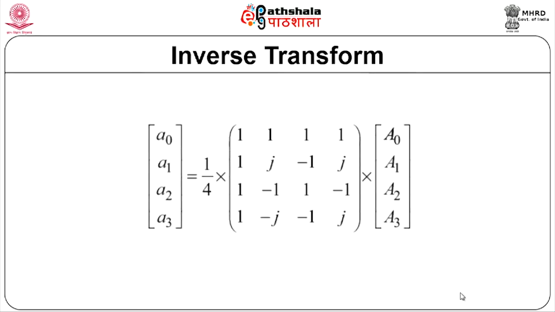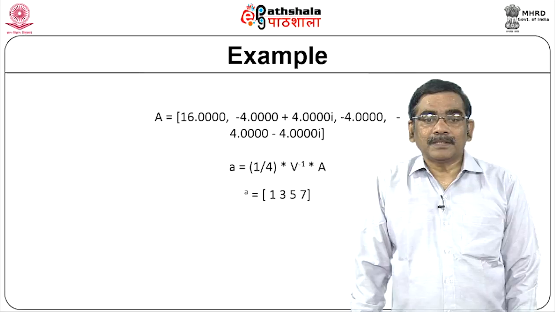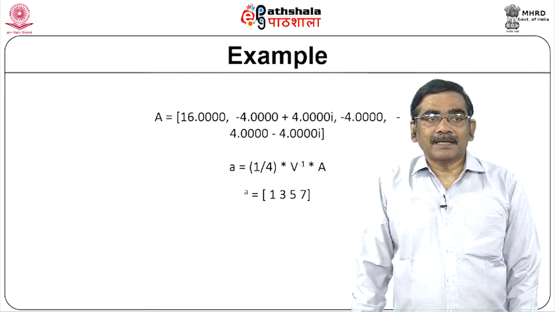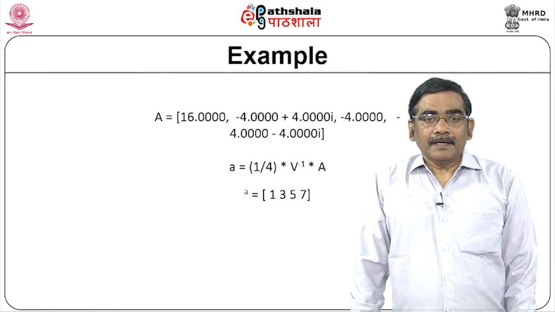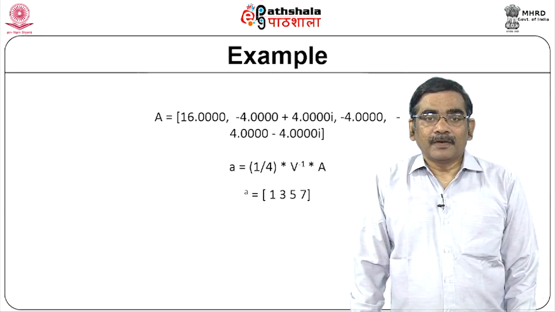The inverse transform is 1 by 4 and this is V. So, you can see very well this represents the kernel of e power j 2 pi by n. So, in that case you can see very well this represents the complex conjugate of the earlier matrix. Now if you substitute this into this equation, you can check that you are able to get the original back.